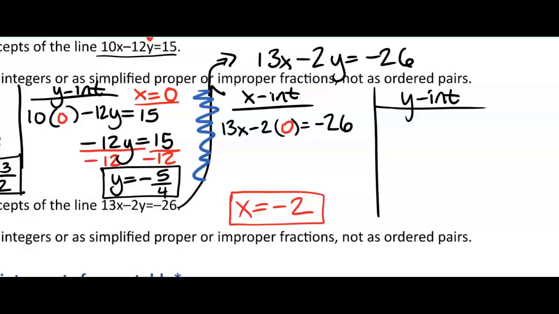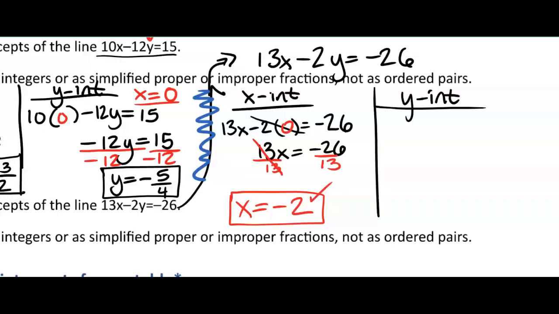For anyone who wants to see it, I'm going to go ahead and work through this. This becomes 0, and I have 13x equals negative 26. I have a coefficient of 13, so I'll divide each side by 13. This cancels. A negative divided by a positive is negative. 26 divided by 13 is 2.